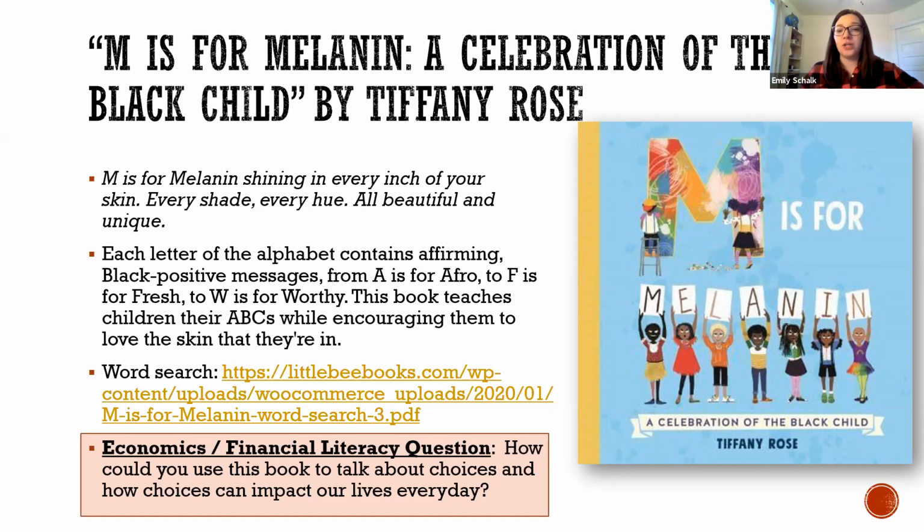The first book that I wanted to talk to you about today is called M is for Melanin. A little bit about the book: M is for melanin, shining in every inch of your skin, every shade, every hue, all beautiful and unique. This is an alphabet book, but each letter of the alphabet contains affirming, positive Black messages, from A is for Afro to F is for fresh to W is for worthy.